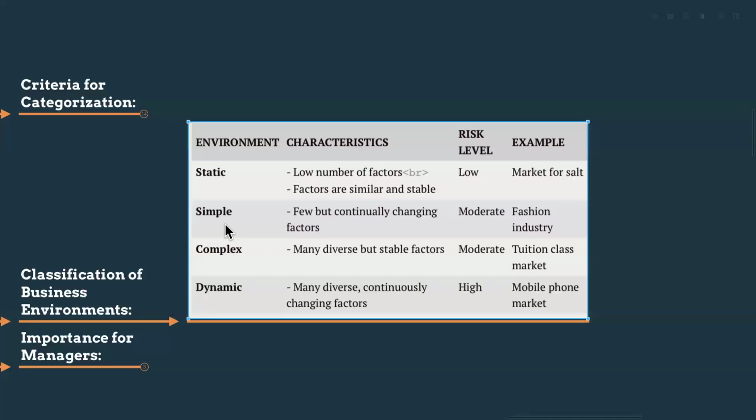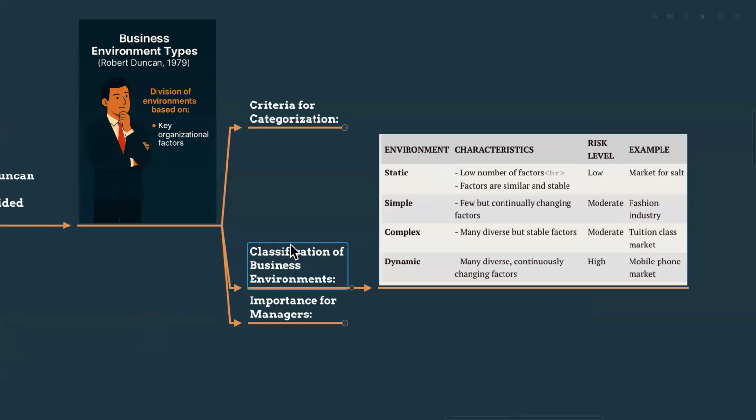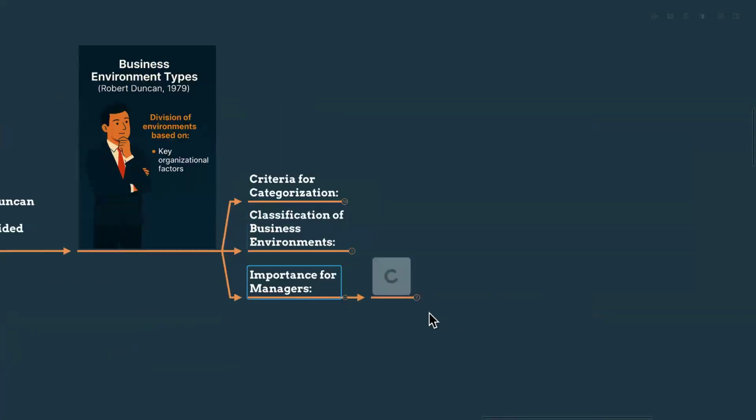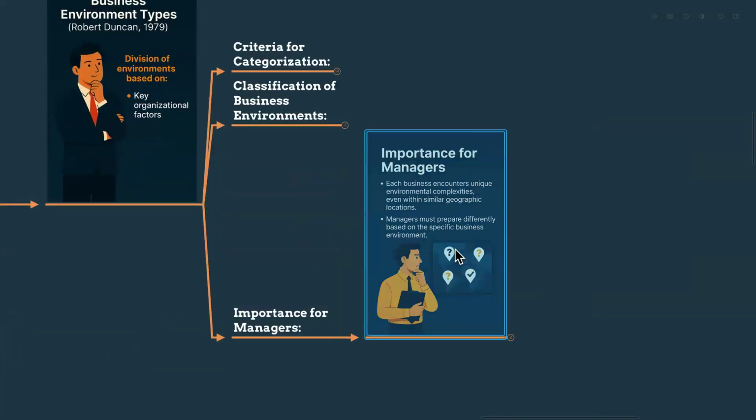And simple environment, few but continually changing factors. Sometimes the risk level is going to be moderate for that kind of business. An example is the fashion industry. Even if it is simple, the risk level is moderate. And complex business, there are many diverse but stable factors, then the risk level is moderate, like the tuition class market. And the environment is dynamic, there are many diverse continuously changing factors, the risk level is high, like the mobile phone market. But you don't need to worry about this. If you don't understand this topic, they're not going to test you much, right?